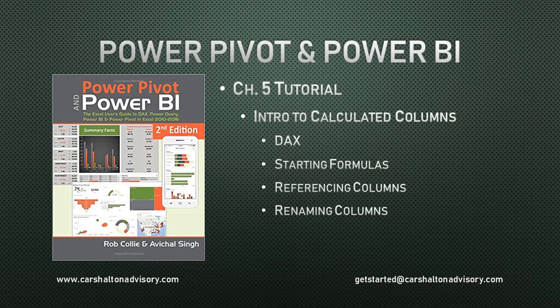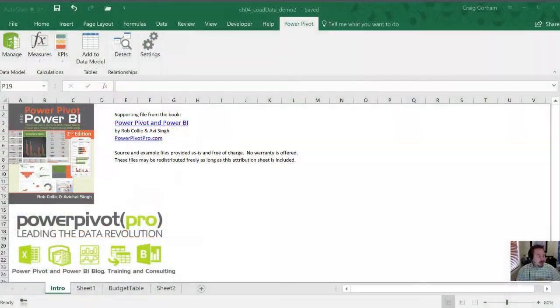Hello, this is Craig with Carshalton Advisory, and today we're going to go through Chapter 5 of Collie and Singh's Power Pivot and Power BI User's Guide. That is on calculated columns.